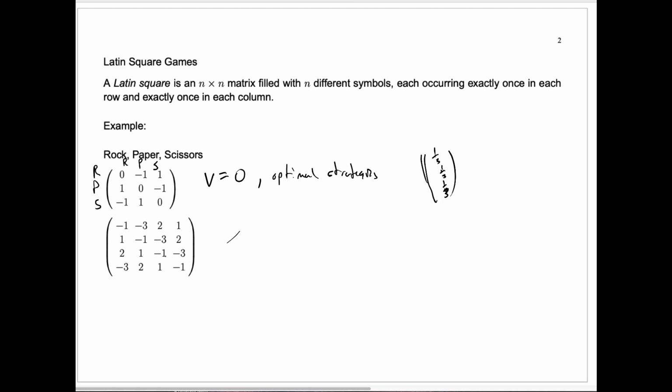So for this game, if player 1 plays a row here and player 2 plays a column, the value will be the average entry in any row or any column. You can see that when you average these numbers, -1, 1, 2, and -3, they sum to -1, so the value will be -1/4, and the optimal strategies for both players will be exactly 1/4, 1/4, 1/4, and 1/4.